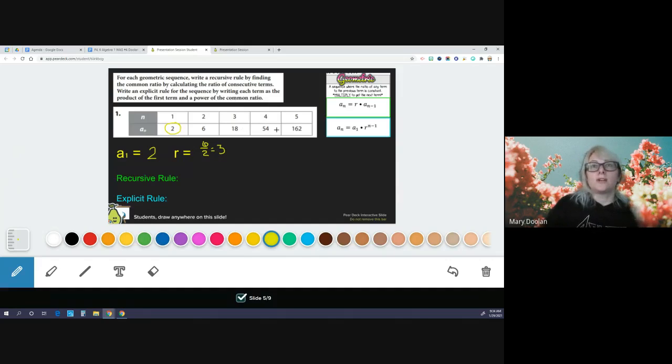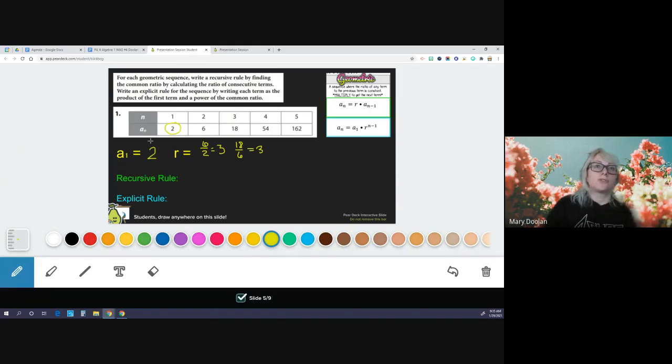If I went over here and picked any other pair, I'm still going to get 3. I could do 18 divided by 6, and I would still get 3. All right? Doesn't matter which consecutive two terms I pick, I'm still going to get the common ratio of 3, because to move forward, I'm multiplying by 3 each time. 2 times 3 is 6. 6 times 3 is 18. All right?